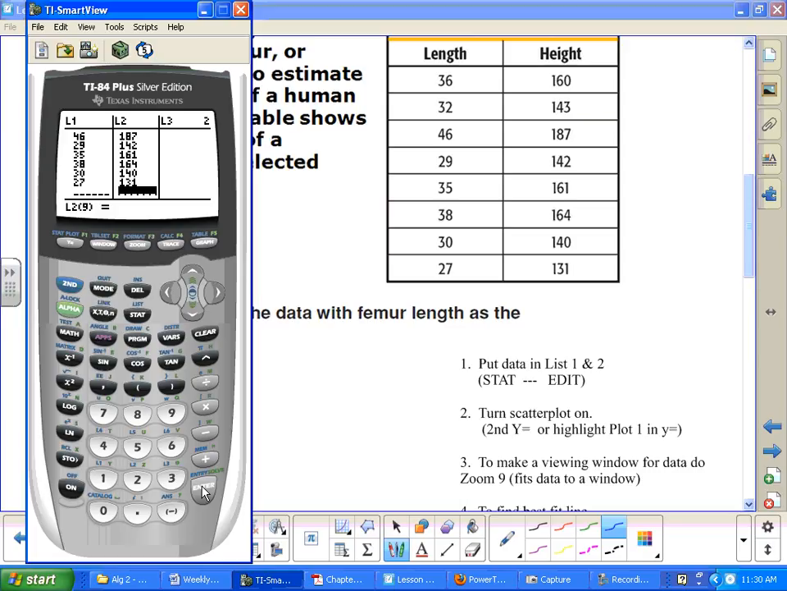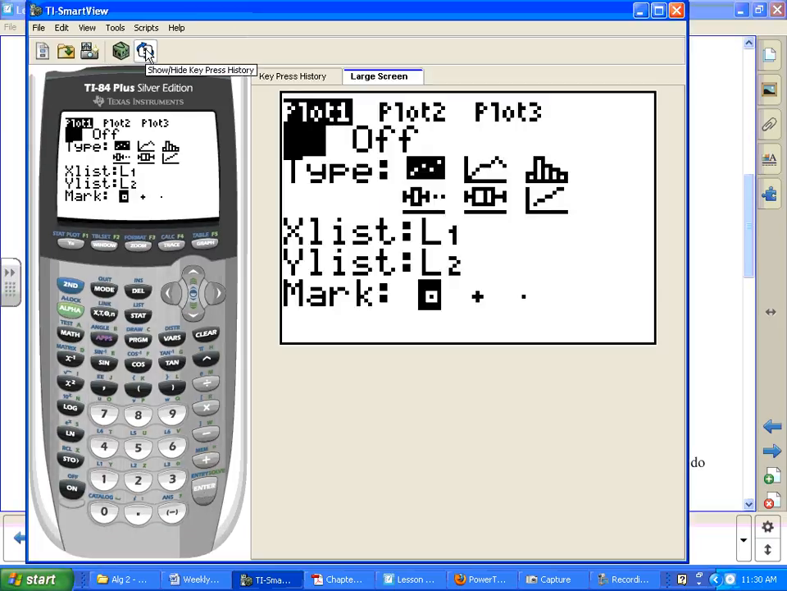So to make a scatter plot, it tells you right here, turn the scatter plot on. Press second and y equals. So obviously you're going to have to do this in class, right? Spend time in class working on this. Second y equals, and you hit enter, and then we turn it on. And then you can see that it's highlighted here. The first one here should be highlighted, and that's the scatter plot.